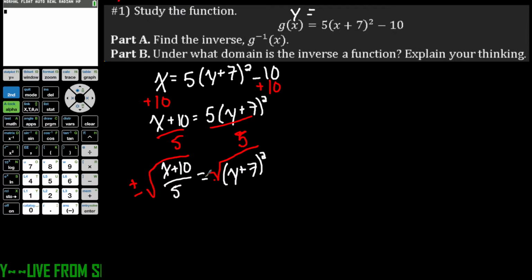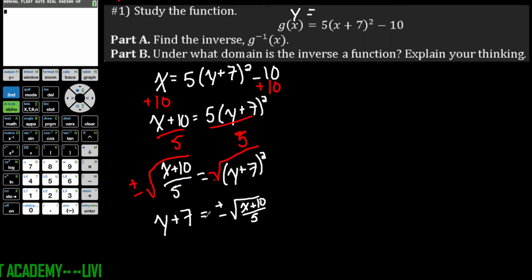Let's write it on the left side. I have y plus 7 on this side, equals plus or minus the square root of x plus 10 over 5. Again, be careful, make sure that square root is including all that. And so again, this is giving us those two different answers.